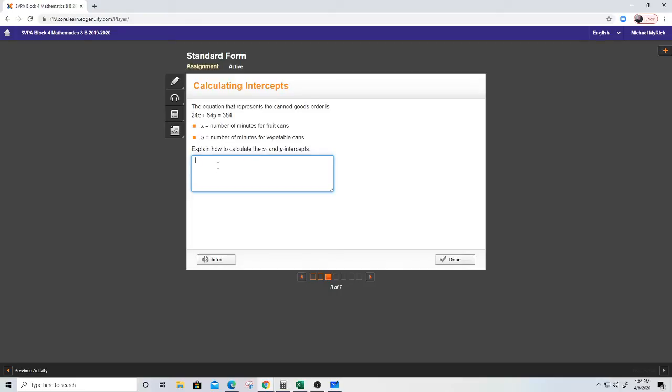So what do we do there? All we did was to find the x-int. We subbed 0 in for y, and to find the y-int, we subbed 0 in for x. And then solved.